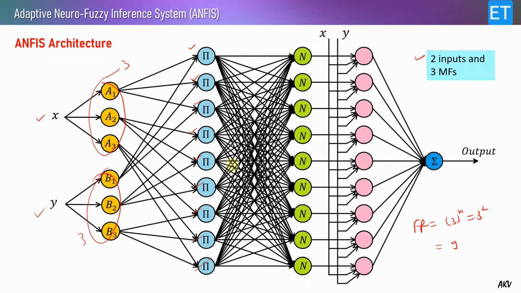So this is just to show you the complexity of the network. Here still the inputs are 2. If I increase the number of inputs also, then you can just imagine the complexity of this network. So that is the drawback of ANFIS.